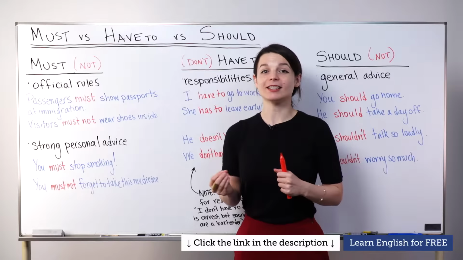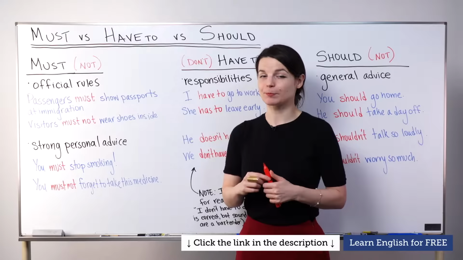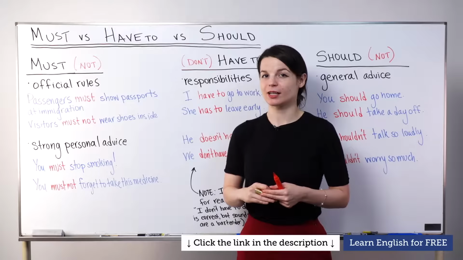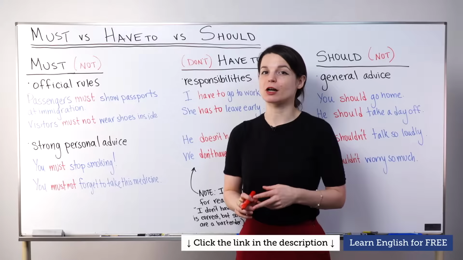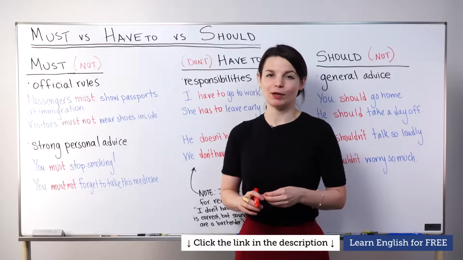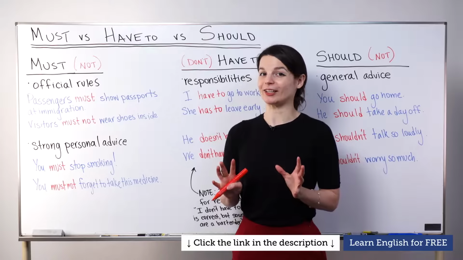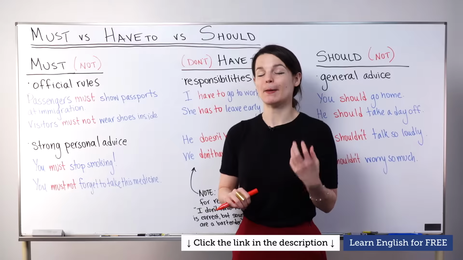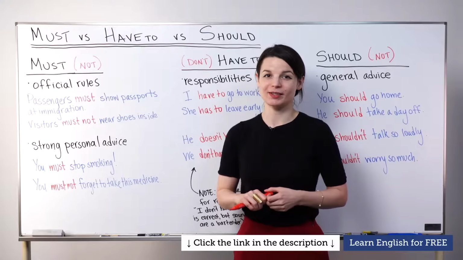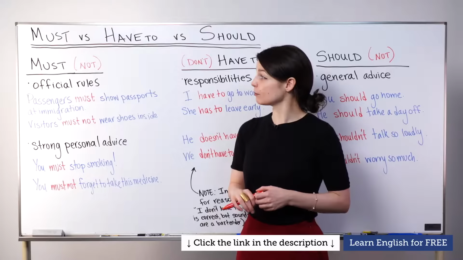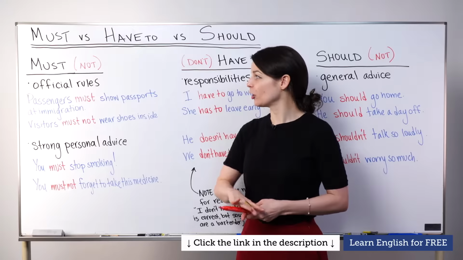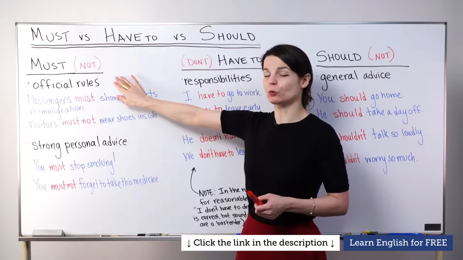Must. In the negative, we say must not. So must or must not. In British English, you may hear mustn't, but we don't really use this in American English. We usually use must not when we want to use this pattern. So we use must and must not first for official rules.